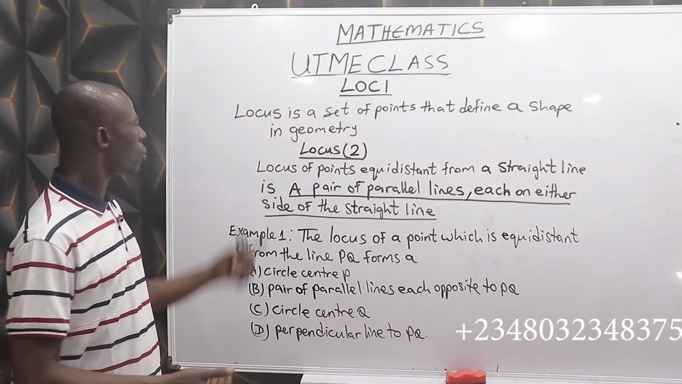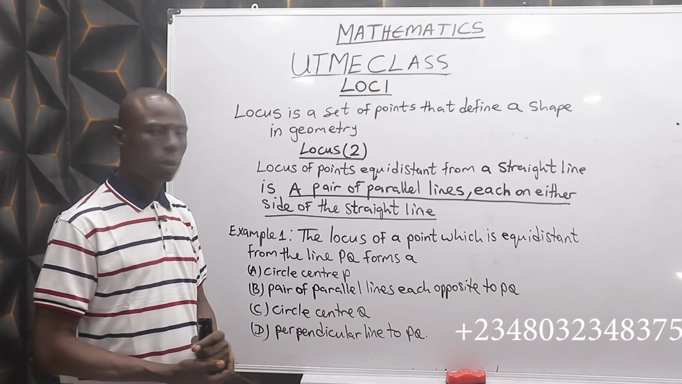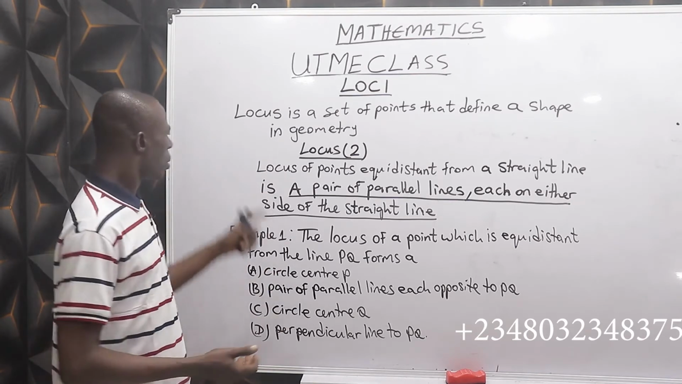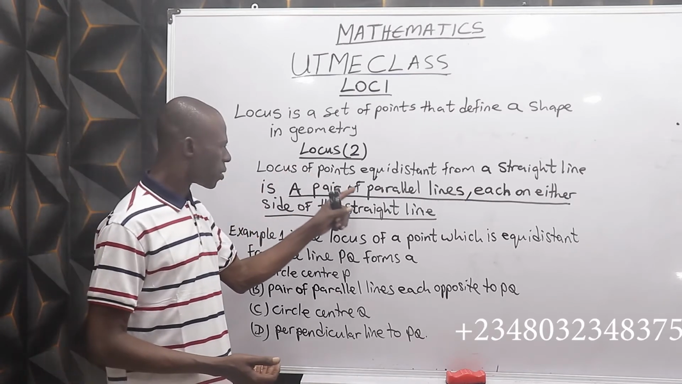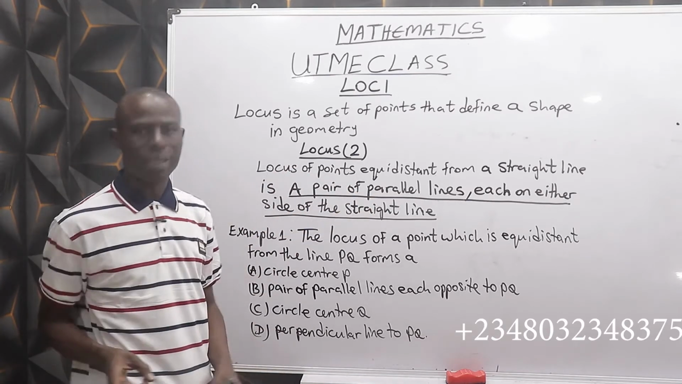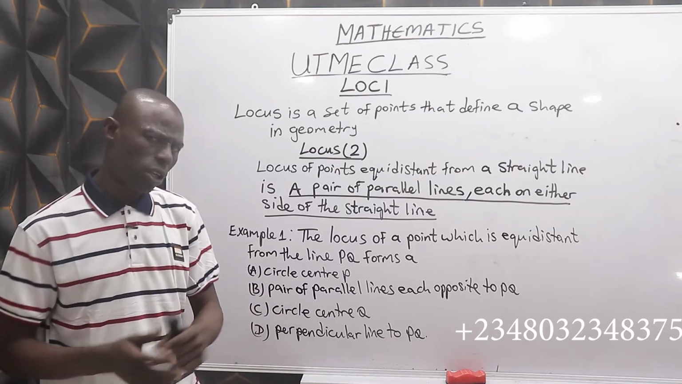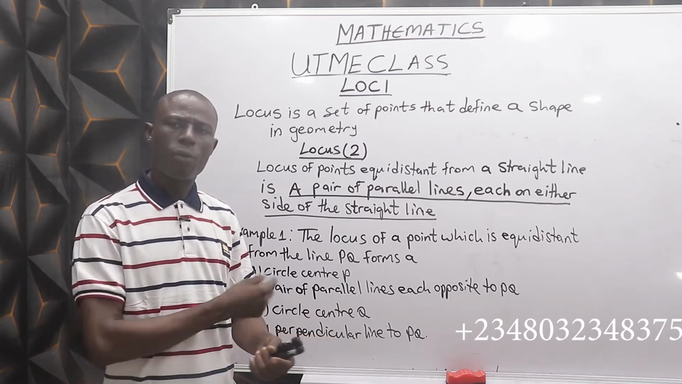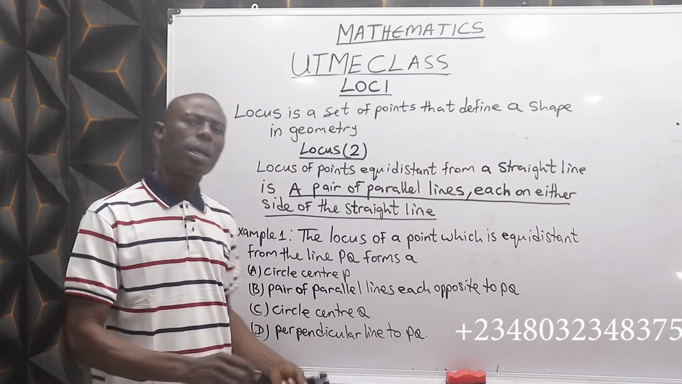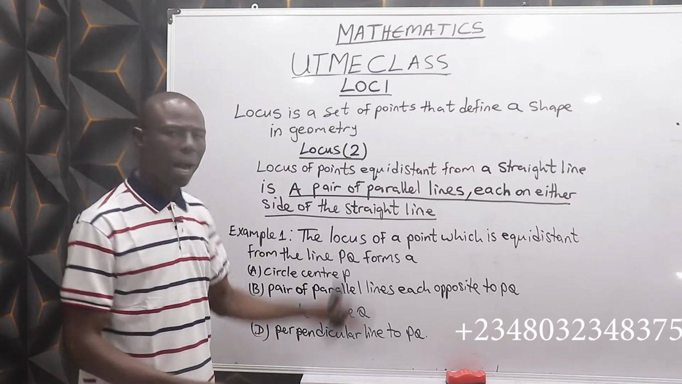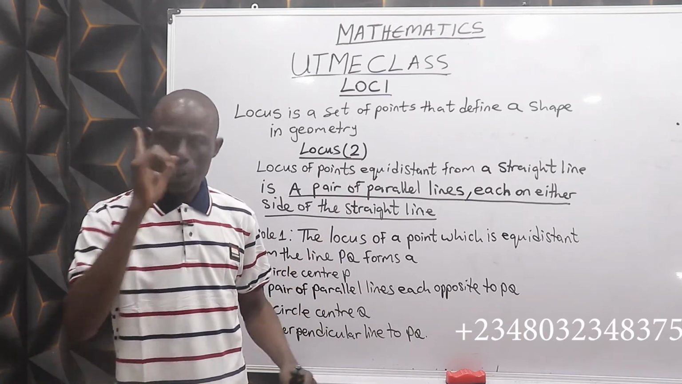Now we move to the second locus, locus 2, by my own arrangement. What kind of locus is that? Locus of points equidistant from a straight line. What does it mean? When you have locus of points equidistant from a straight line, it refers to a pair of parallel lines, each on either side of the straight line.